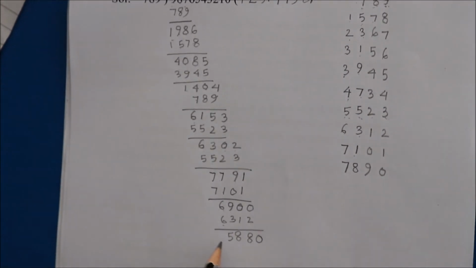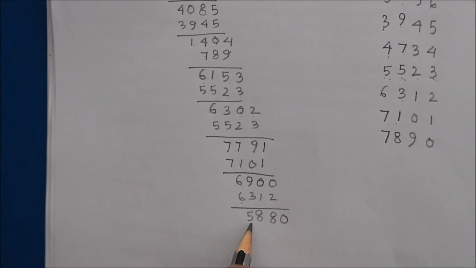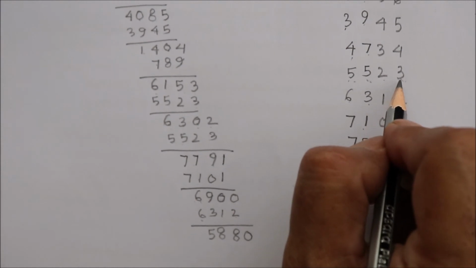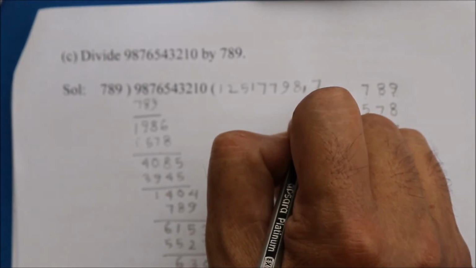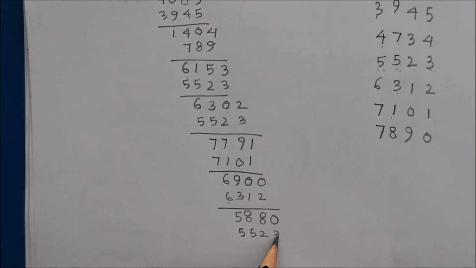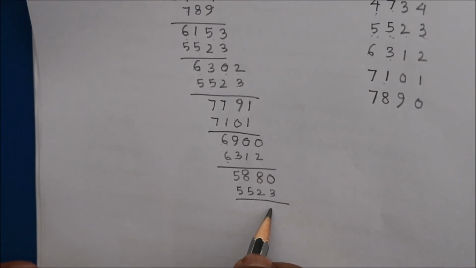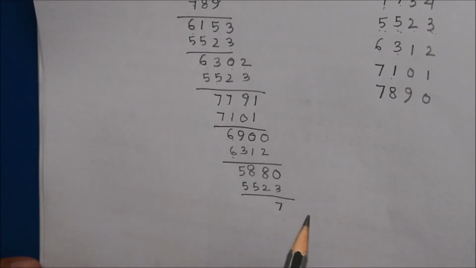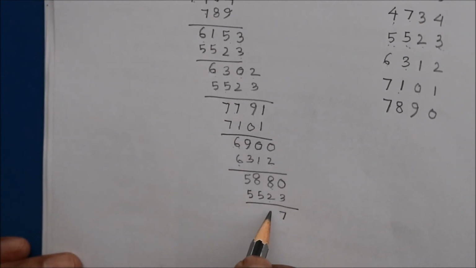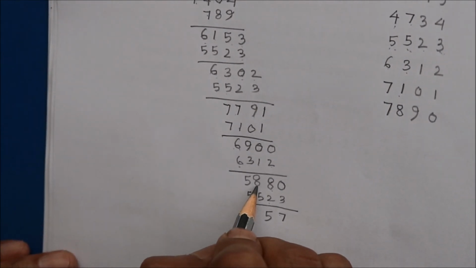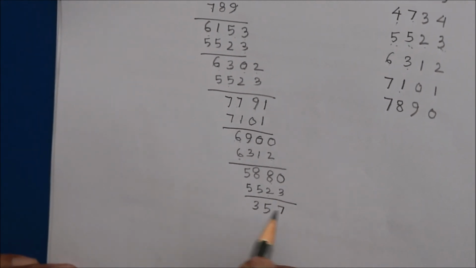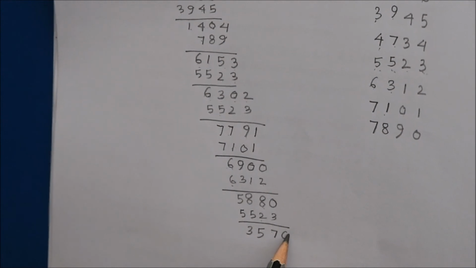The nearest multiple less than 5880 is 5523, which is the 7th multiple. You write here 7 and you write 5523. 3 more, 7. 8 minus 1, 7. 7 minus 2, 5. 8 minus 5, 3. Put here 0.